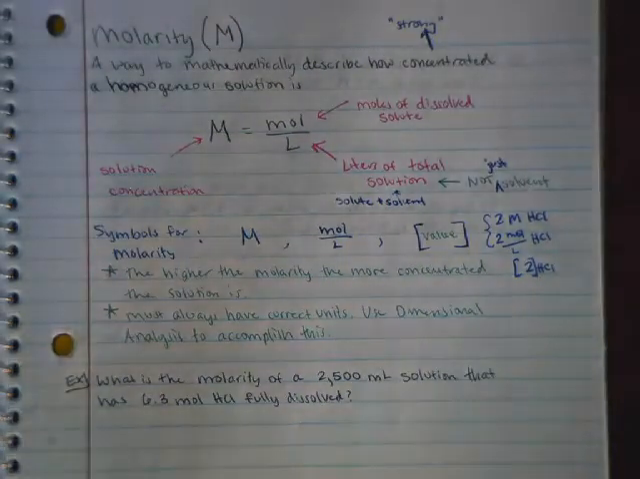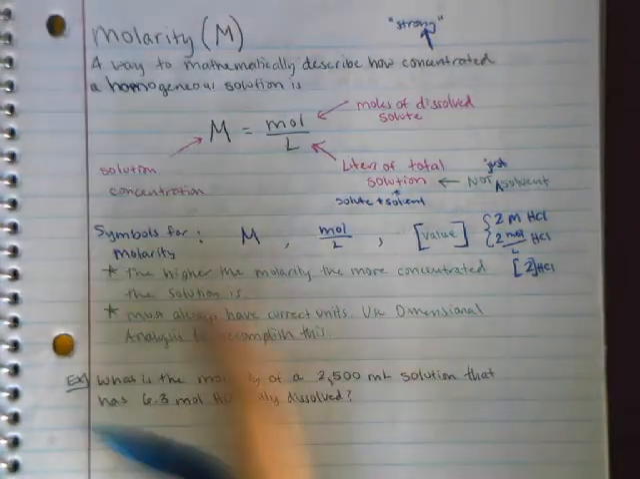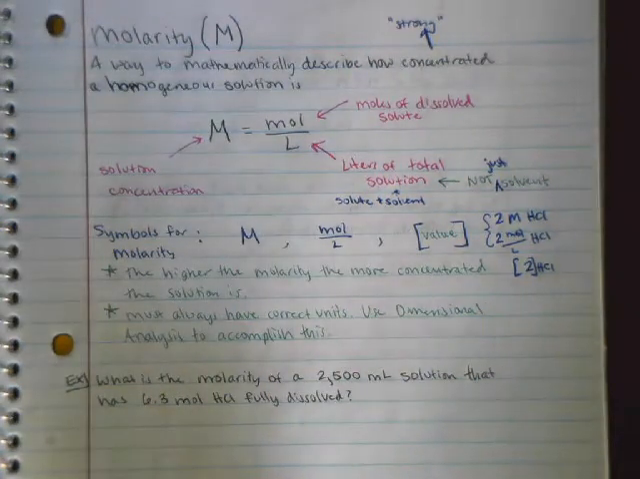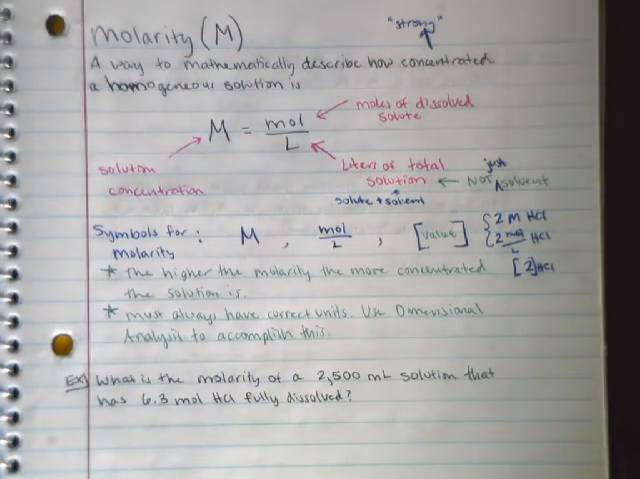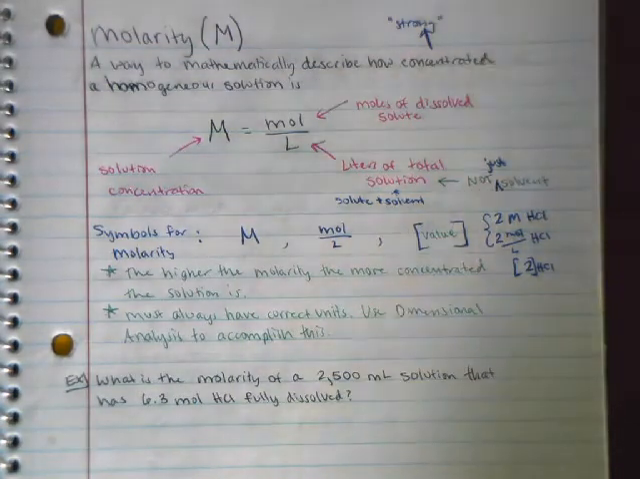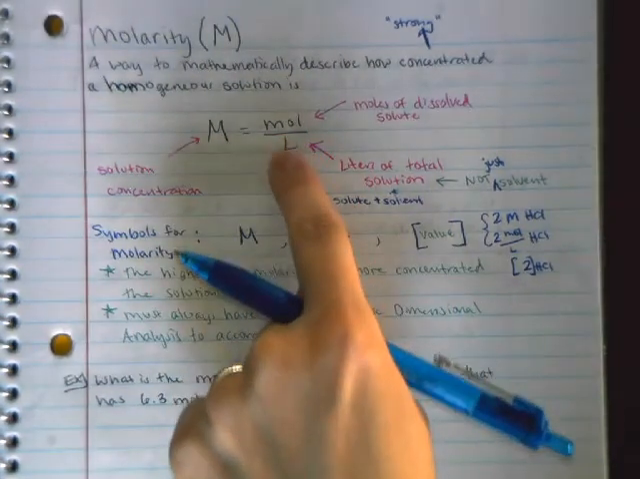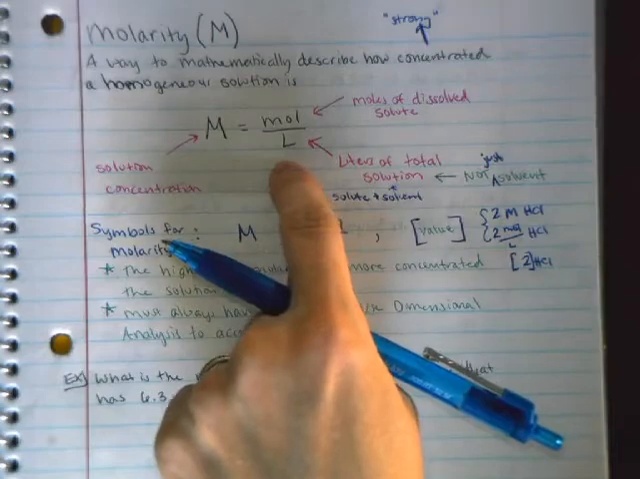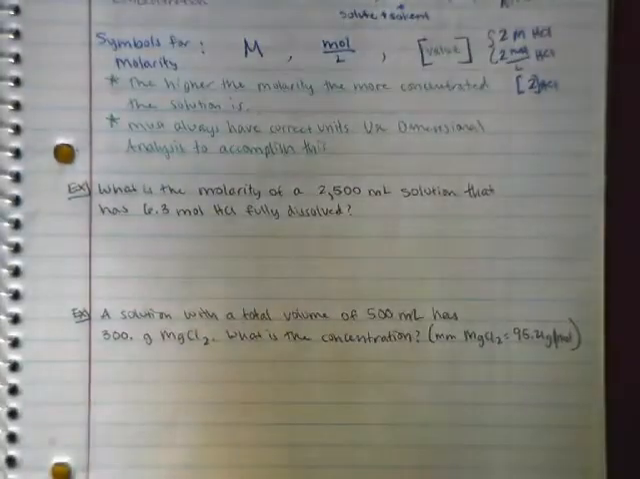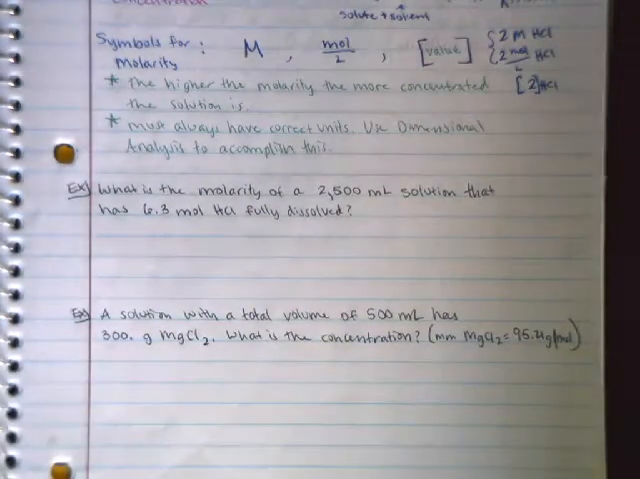So obviously the higher the molarity, the more concentrated the solution. Very important that you always have correct units when you're making these calculations, and we're going to use dimensional analysis to accomplish this. So if you start with grams, for instance, of your solute, you need to convert that to moles. Anything other than liters for your solution volume, convert it to liters, but you guys know how to do that. So we're just going to do a few examples. Should be pretty easy peasy. The first one, we want to find the molarity, right?